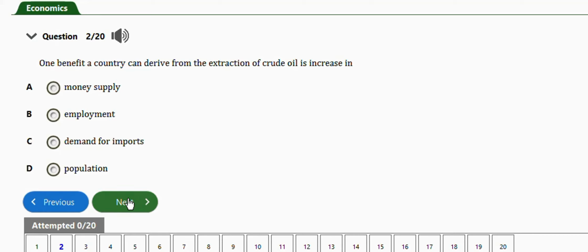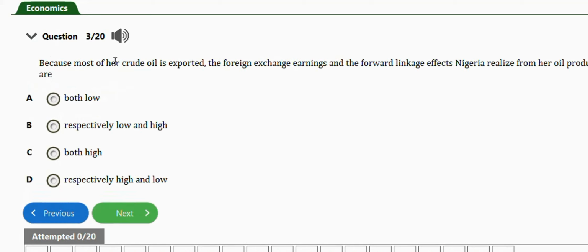Alright, next question says because most of our crude oil is exported, the foreign exchange earnings and the forward linkage effects Nigeria realized from her oil production are both low, respectively low and high, both high, respectively high and low. Right answer is option D, respectively high and low.